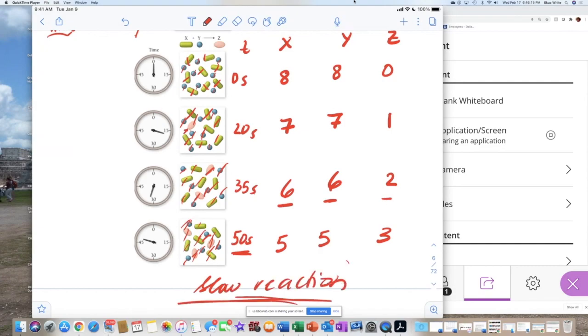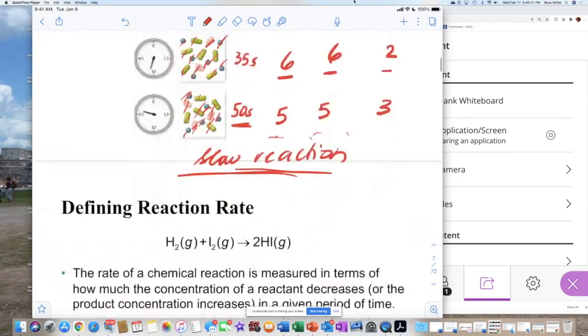And this reaction has not ended. Why? Because we still have reactants. We have to keep going until your reactants zero out.